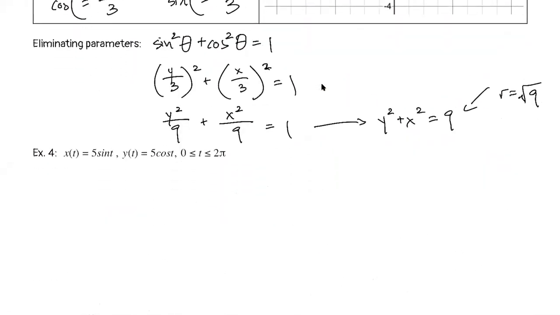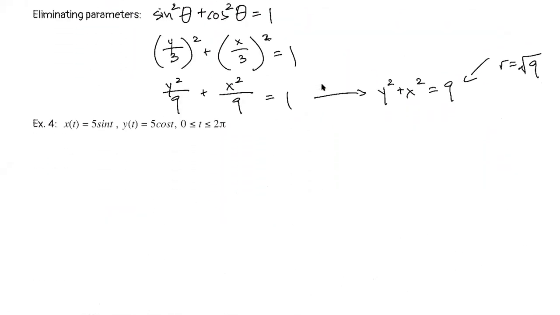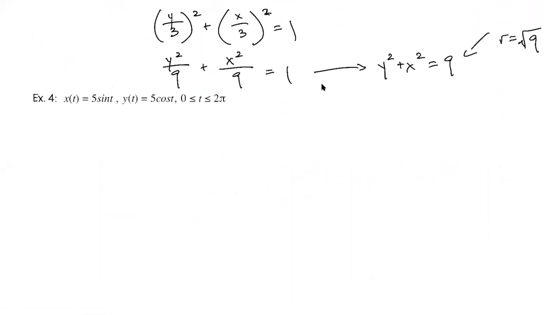All right. So let's take a look at this equation right here. If we were to just look at the equation, x equals 5 sine t and y equals 5 cosine t, what shape do you think we're going to get here? Another circle? Yeah, we're going to get a circle. And the radius? Square root of 25. Square root of 25, right?